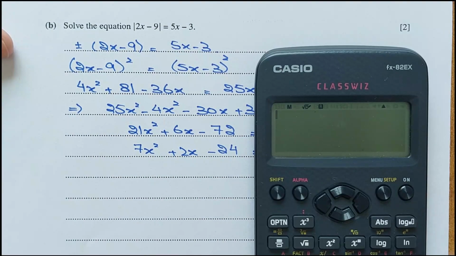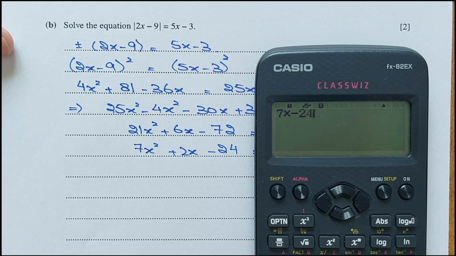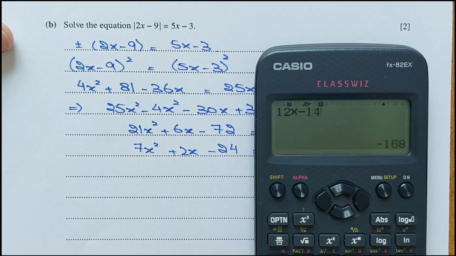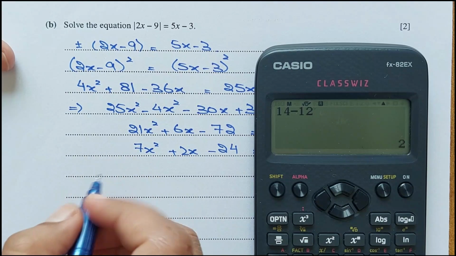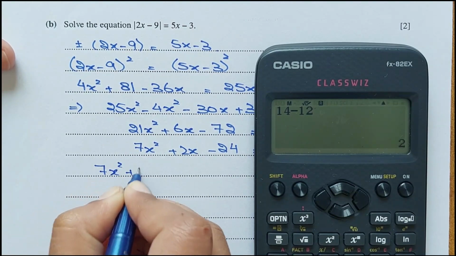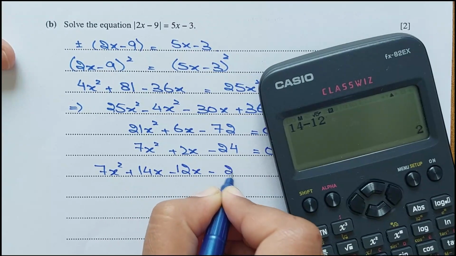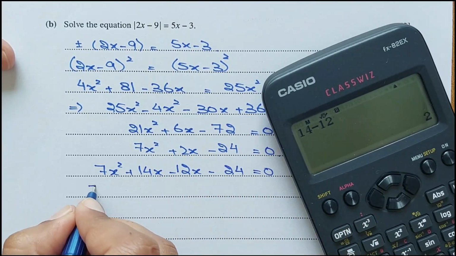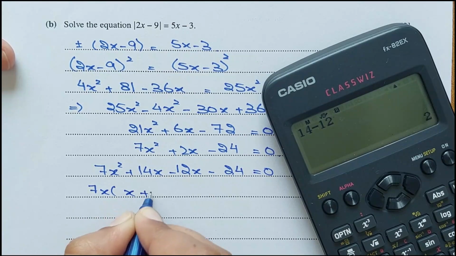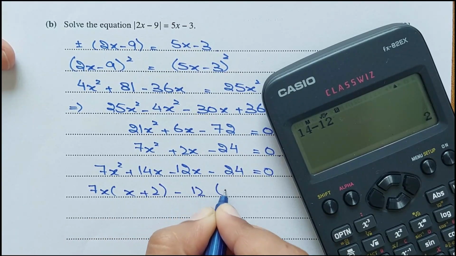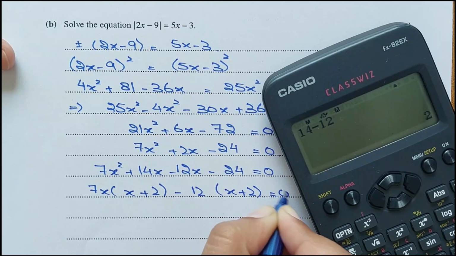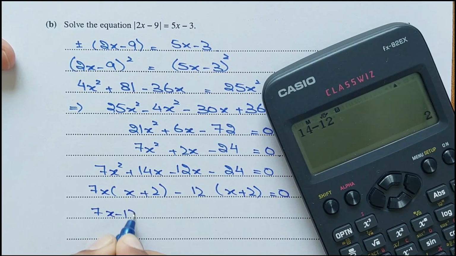Let me factorize this. 7 times minus 24 is minus 168, and 12 times minus 14 is minus 168, and 14 minus 12 would be 2. So 7x² + 14x − 12x − 24 = 0. 7x is common: x + 2, minus 12 is common: x + 2. So (7x − 12) is a factor, and (x + 2) is a factor.